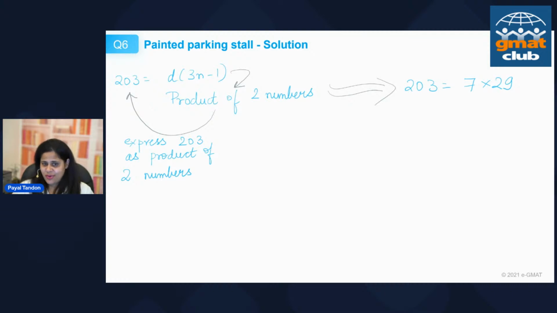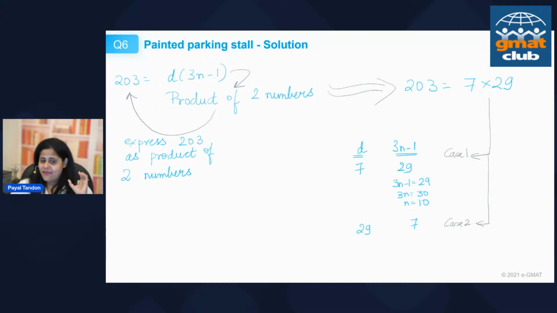203 is 7 times 29, and now you consider two cases. Case number one, in which you take d as 7 and 3n minus 1 is 29. When you work this out, you get the value of n as 10, which is one of the answer choices. But if inadvertently you took case number 2 as the first case, that's absolutely fine. You work this out, you get n as a decimal number, which is not possible. Then you work out your other case and you get n equal to 10, and that is the correct answer over here.